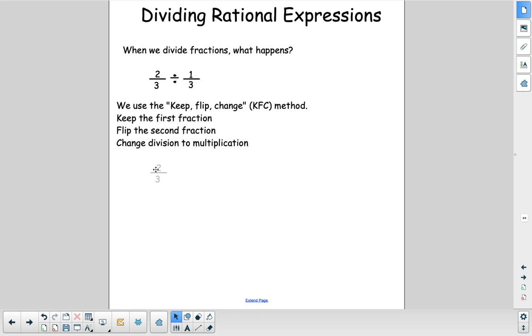So what that looks like is you keep the 2/3, you flip the 1/3 and make it 3/1, and you change this to times. And then you do like we did in the last problem where you multiply straight across, and you get 6/3, which then reduces to 2. So you're going to use the same exact method when you're dividing rational expressions. So let's take a look at one of those.